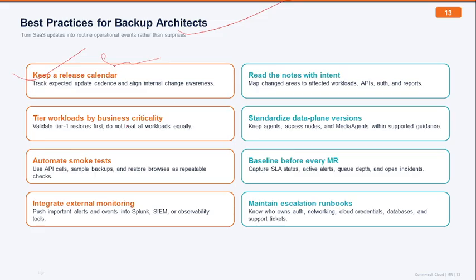Tier workloads by the business criticality. Validate the tier 1 restore first. Do not treat all workloads equally. Okay, you have a development account, you have a non-prod account, you have a production account environment. So you don't need to restore each and everything. You are just testing the updates now.